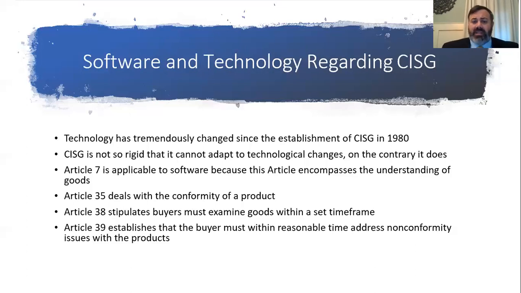Article 7 is applicable to software in particular because this article encompasses the understanding of goods. Article 35 deals with the conformity of products, and Article 38 stipulates buyers must examine goods within a set time frame. And Article 39 establishes the buyers must, within a reasonable time, address nonconformity issues with products with their partner. These are examples of how CISG is constantly evolving to whatever technology or software issues can arise in the future.